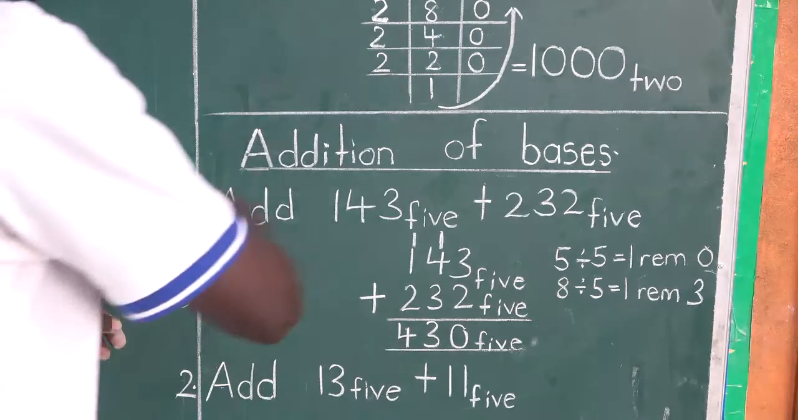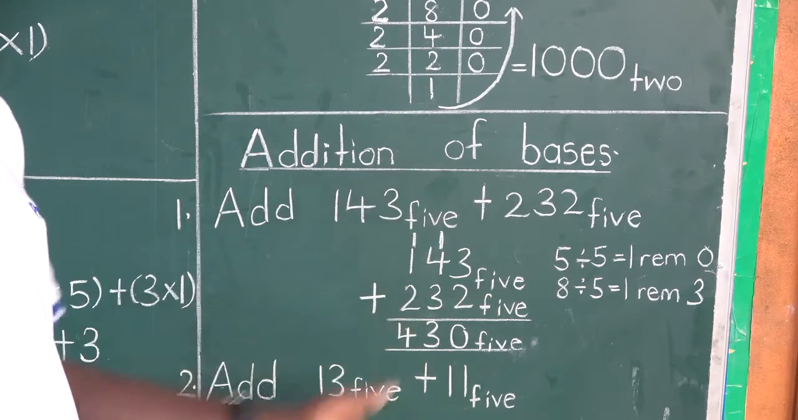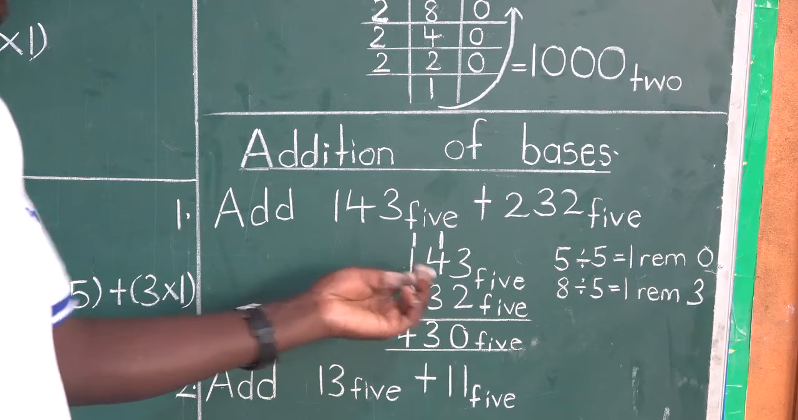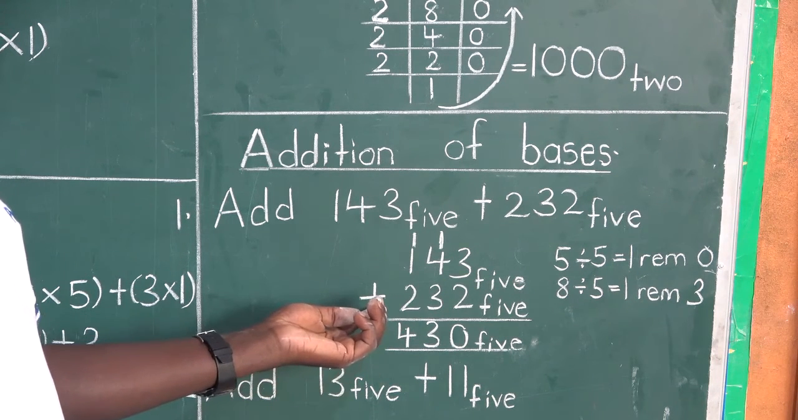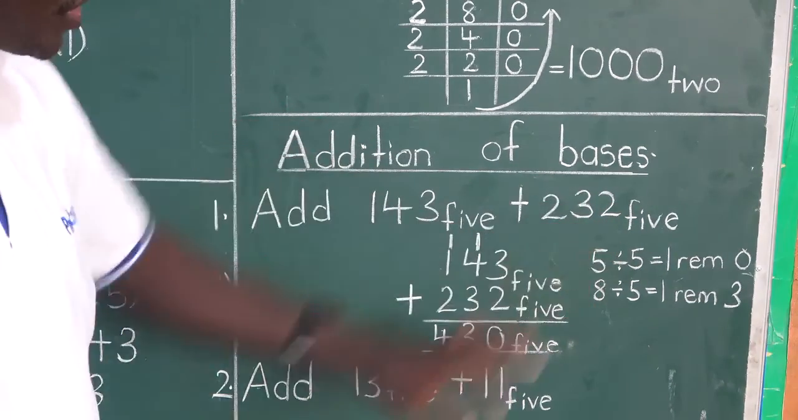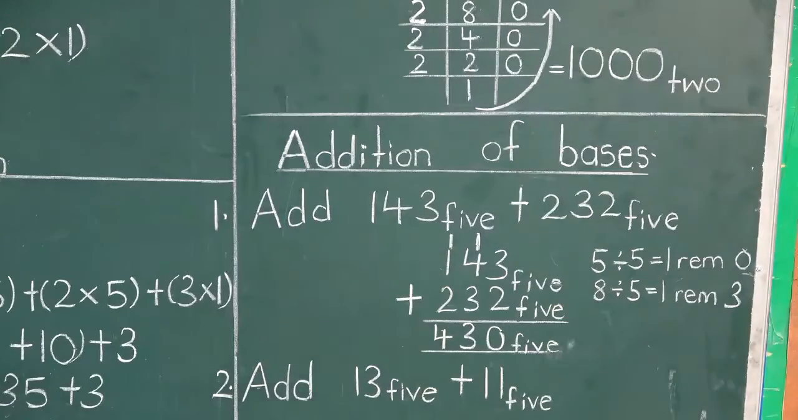Now, the question has been horizontally arranged. We normally arrange the given work vertically to respect the place values because they are the ones we are dealing with now. So we write 143 base 5, then under it we say plus 232 base 5. Remember to write the base, and now here you first write the base 5 at the answer.